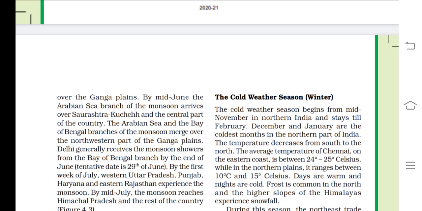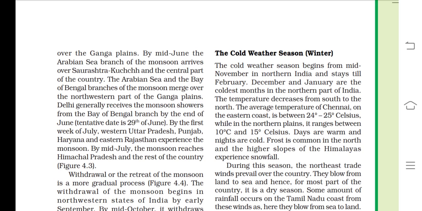Delhi generally receives the monsoon showers from the Bay of Bengal branch by the end of June. Okay, it means Delhi is connected with the Bay of Bengal branch, and so it gets rainfall at the end of June. In tentative date, we can say 29th of June, and we receive rainfall in Mumbai on 10th June. By the first week of July, western Uttar Pradesh, Punjab, Haryana, and eastern Rajasthan experience the monsoon. By mid-July, the monsoon reaches Himachal Pradesh and the rest of the country. So these are the states, okay, from where the monsoon starts and till where it ends.